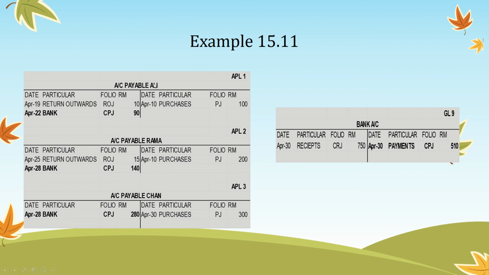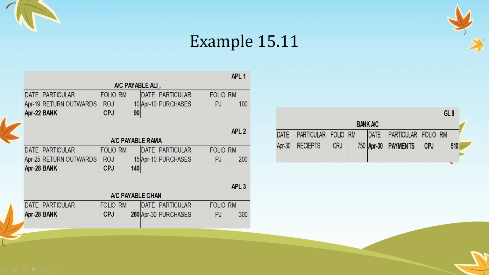And as for account payable ledger, there are three account payable ledgers. APL 1 is for account payable Ali, APL 2 is for account payable Rama, and APL 3 is for account payable Chan. All these checks paid to account payable will be debited because check paid to account payable will reduce the amount of liability. So liability decrease will be debited.